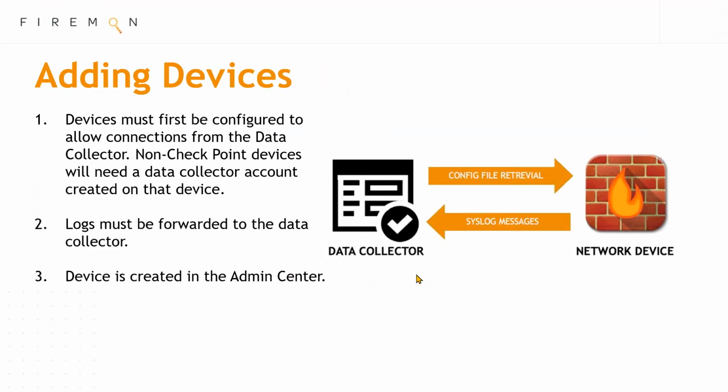All right, adding devices is probably one of the tasks you're going to spend a lot of time doing day to day if you're a consumer of our FireMon product. In order to monitor devices, you must first configure them to allow connections from our data collector. For instance, if you want to monitor an ASA, that ASA will have to permit SSH traffic from the IP address of that data collector. If you're on Checkpoint, you would need to set up the management station to be connecting to the data collector IP address over the CPMI ports from Checkpoint. Non-Checkpoint devices will need a data collector system account created on that device. The requirements for that are going to be in the Getting Started guide.